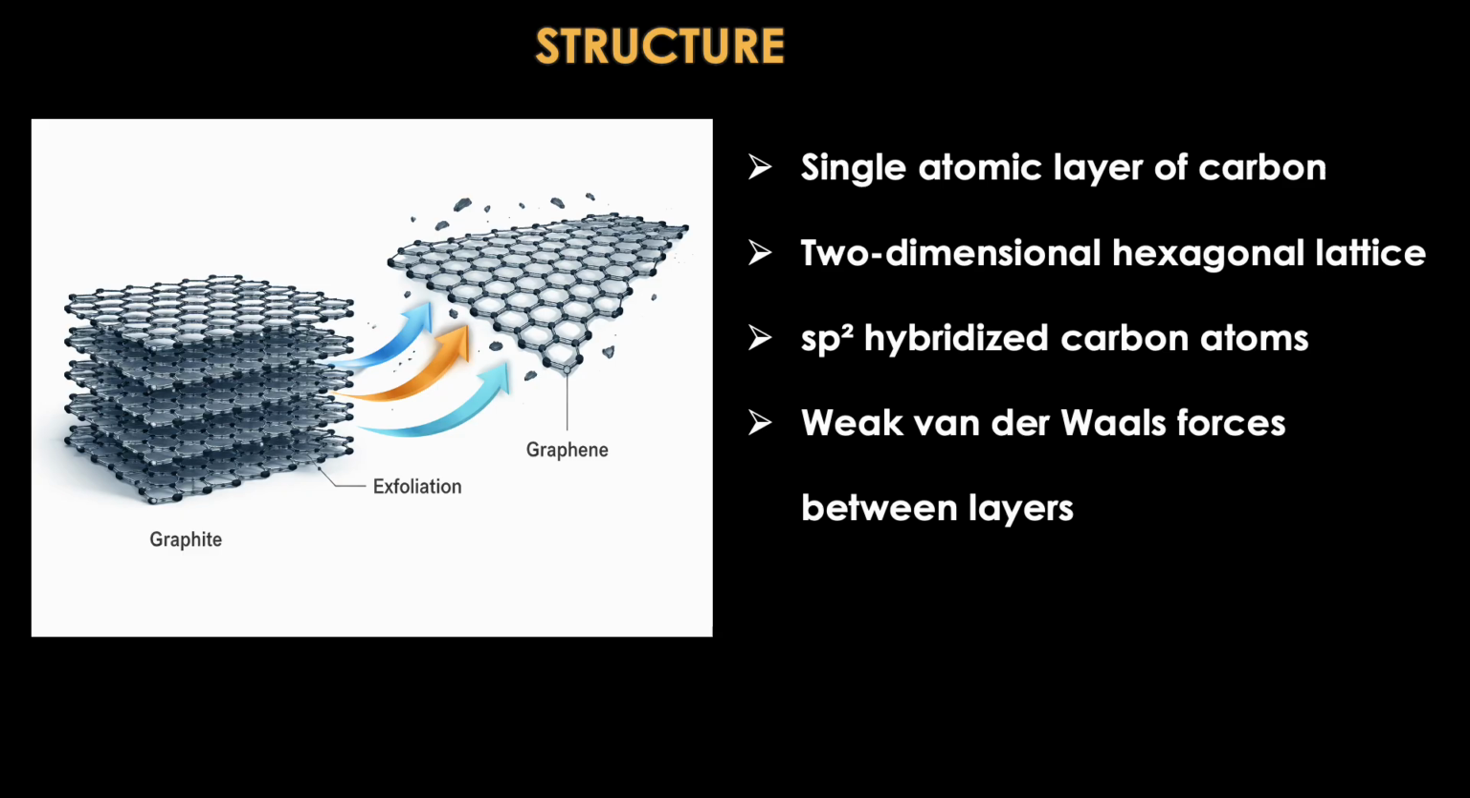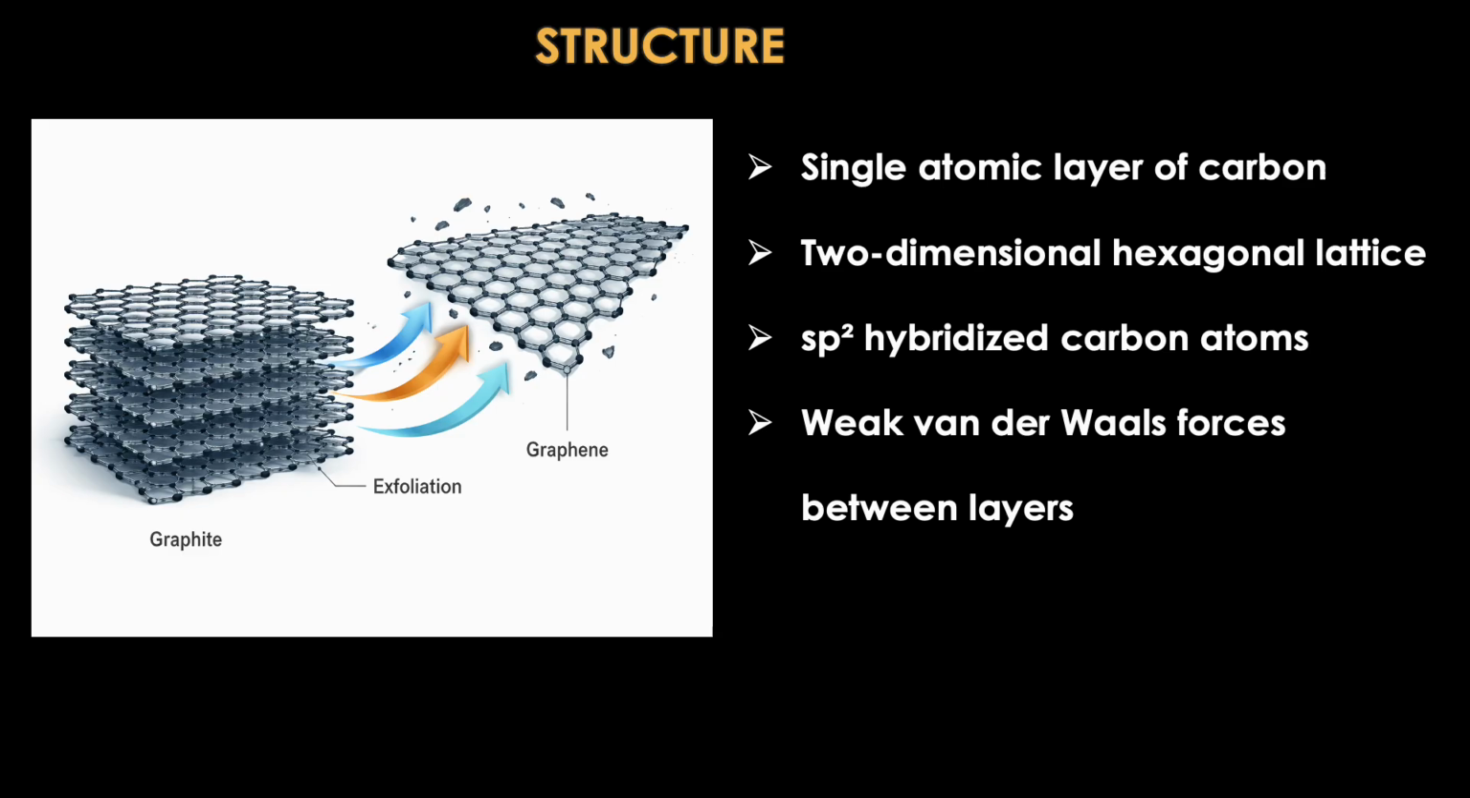These strong sigma bonds create a highly stable and rigid in-plane structure. The remaining unhybridized p orbital on each carbon atom overlaps with neighboring p orbitals to form a delocalized pi electron system that extends across the entire graphene sheet. This delocalized pi electron cloud allows electrons to move freely within the graphene plane and is a key reason for graphene's very high electrical conductivity.